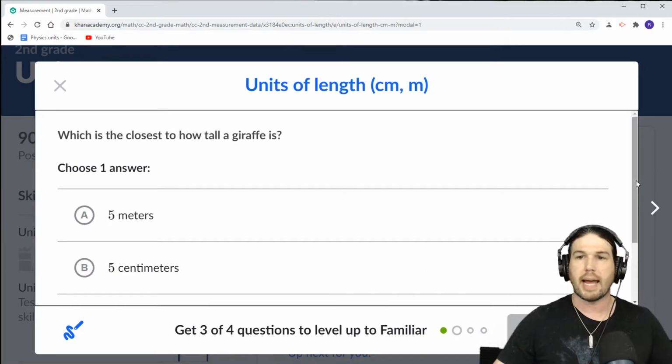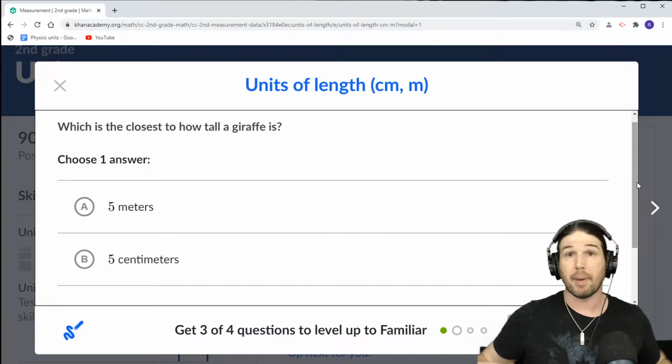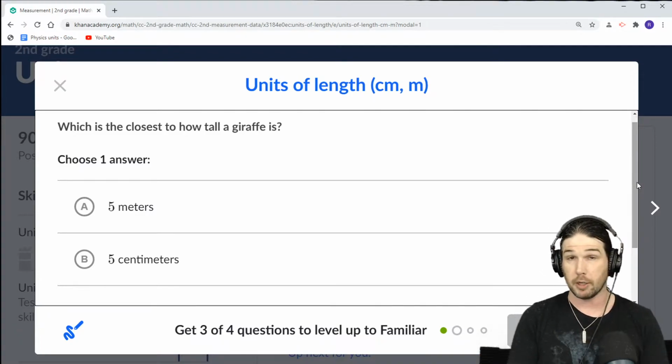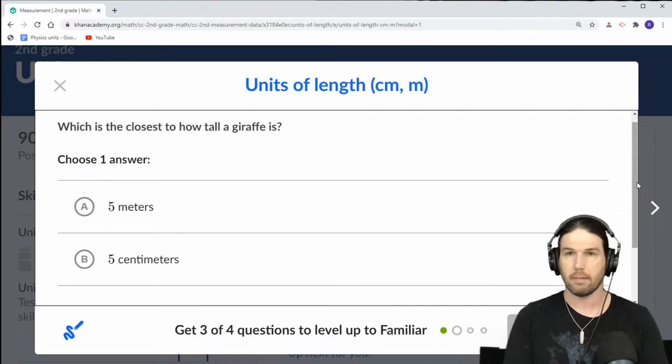What is the closest to how tall a giraffe is? And by the way, if you have not seen a giraffe in person, they are bigger than you think. Like, way bigger than you think. They are massive.